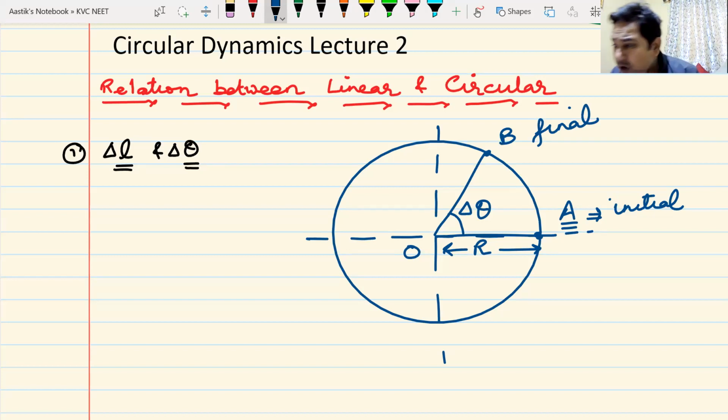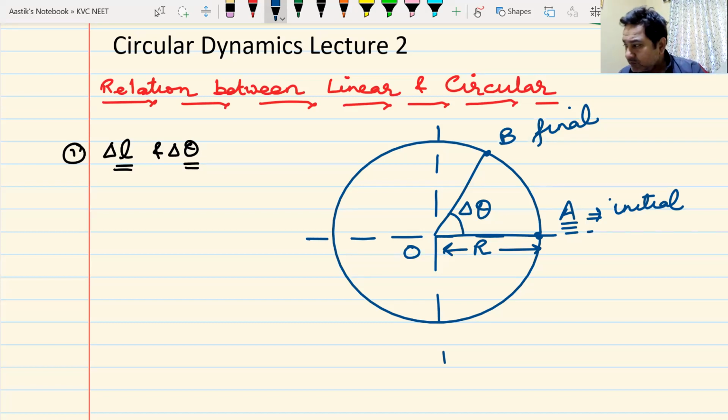Now, if someone asks you how much distance this body has moved, obviously it has changed its position. Whenever something moves, it has traveled a distance. That is never negative, we all know that. Now, if I ask you what is delta L, the distance this body has traveled, can you give me the answer? How much distance has this body moved?